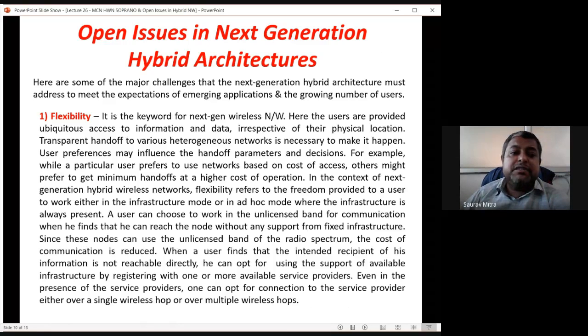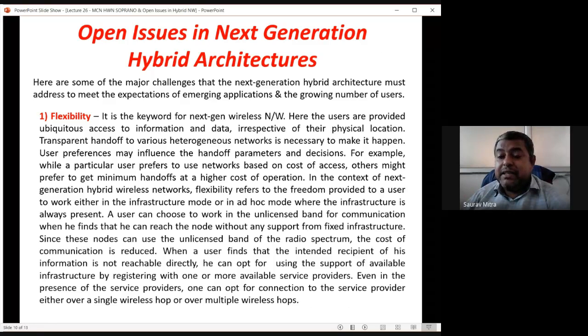In the context of next generation hybrid wireless networks, flexibility refers to the freedom provided to a user to work either in the infrastructure mode or in ad hoc mode, where the infrastructure is always present. It has to be chosen by the user whether he wants to work in an infrastructure based cellular kind of network or an infrastructure less ad hoc kind of network. That choice should be given to the user. A user can choose to work in the unlicensed band for communication when he finds that he can reach the node without any support from the fixed infrastructure.